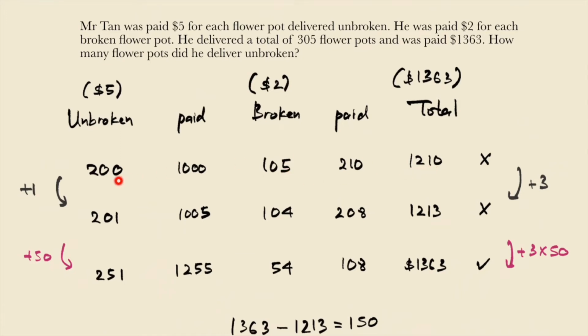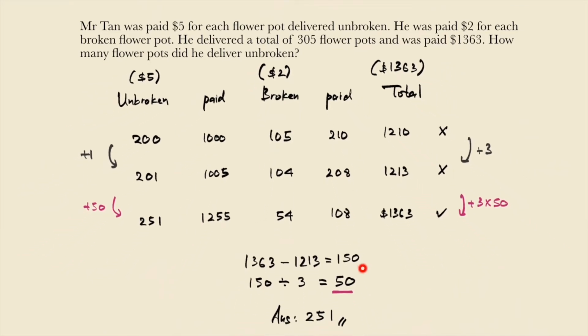So let's increase the unbroken ones by 1. Decrease the broken ones by 1. That's an increase of $3. So how many 3s do we need to get from here to here? So the gap here is 150. How many 3s is that? 50. So I do this 50 times. I have to increase by 1, 50 times as well. So that's 251. But we are looking for unbroken ones. So the answer therefore is 251 right here.